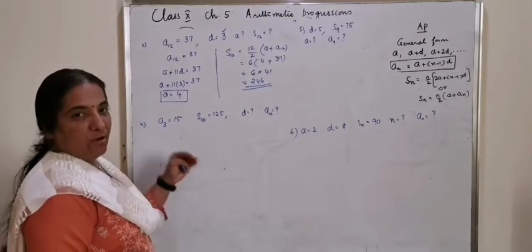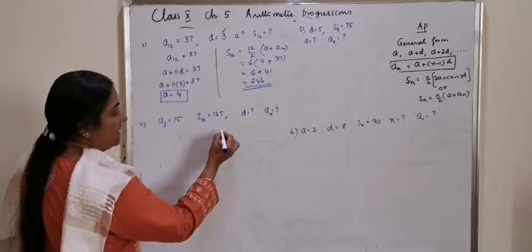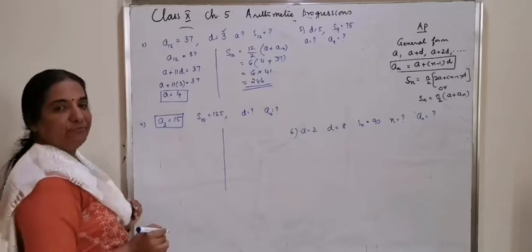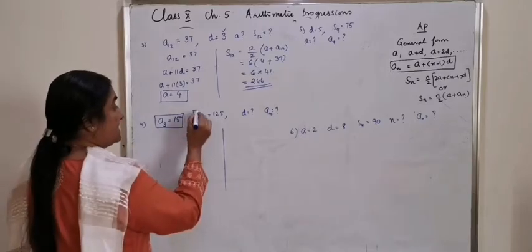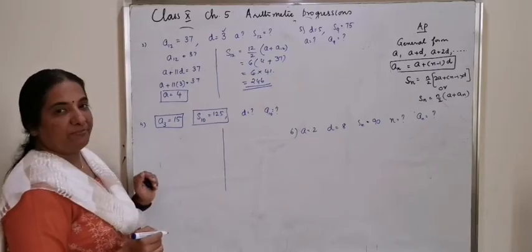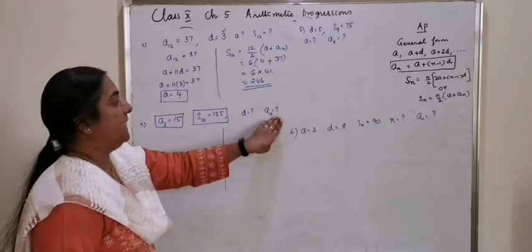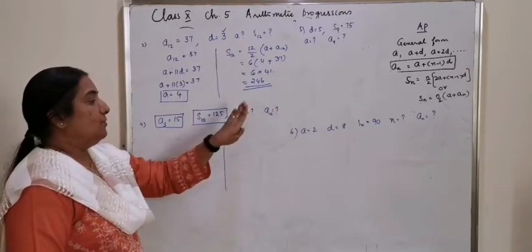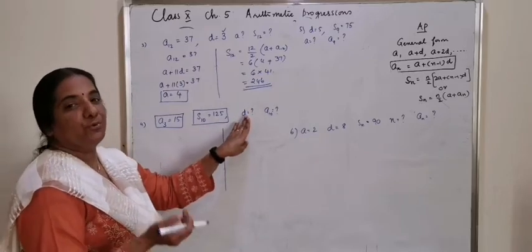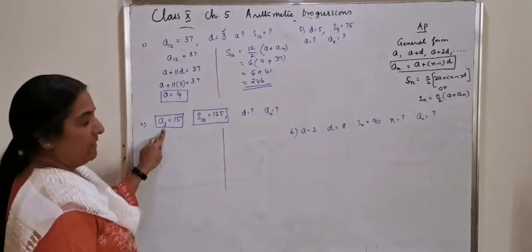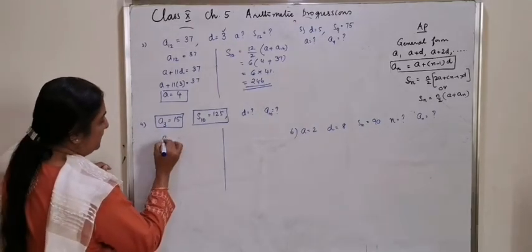The next question onwards, just understand the question very well. A3 is equal to 15 and S10 is equal to 125. You are supposed to find out what is D, what is A10. That means you don't know the first term, and you don't know the common difference. Let's start with the given conditions side by side.